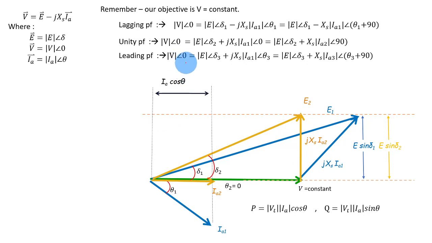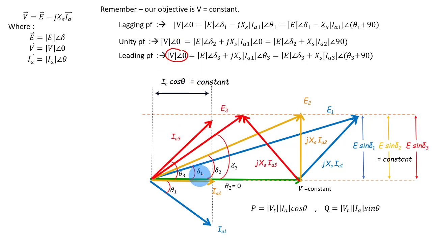In the leading power factor, you still want to maintain the terminal voltage at 0. Okay, let's take a look at the phasor diagram. So for leading power factor, you can see the green vector here, the phasor for the terminal voltage, the phase voltage, is maintained. It doesn't change. But as you can see, if you change the power factor, let's say from lagging to leading, the I here will flow on the top here. This is for IA3, this is leading.